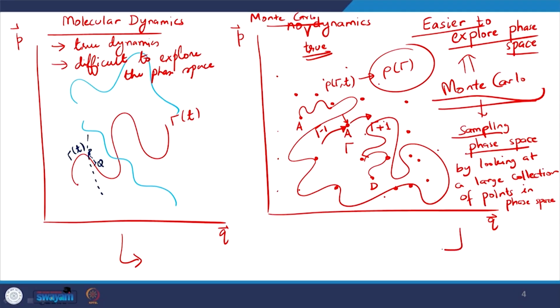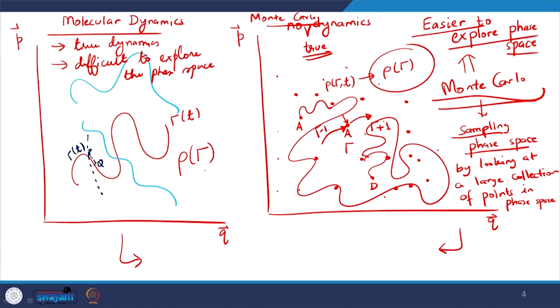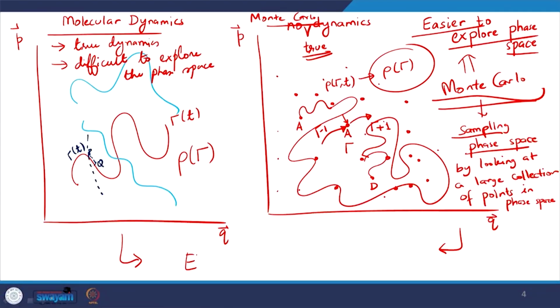Because ultimately, in both approaches, we are trying to sample the entire phase space, we are trying to get the probability densities, and on the basis of those densities, we want to evaluate the average properties. So, whatever rho gamma we have here, the same rho gamma we will have here in the equilibrium state. Therefore, the equilibrium behavior must be the same between molecular dynamics and Monte Carlo simulation, provided we can get to the equilibrium state. That is naturally true, right?